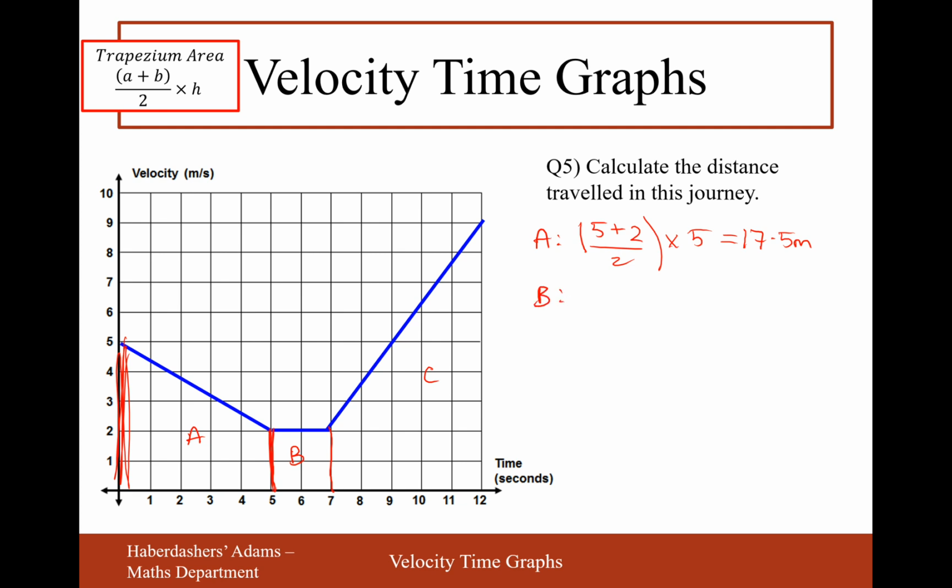In section B, that's a rectangle, or a square actually. It's going to be 2 times 2, that's 4.